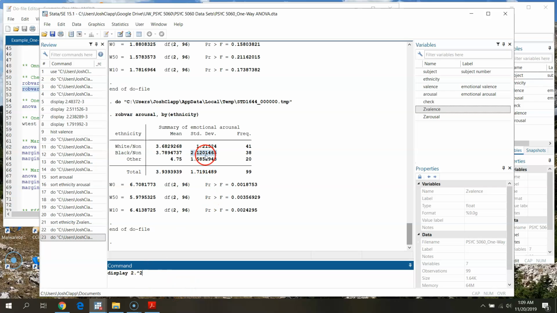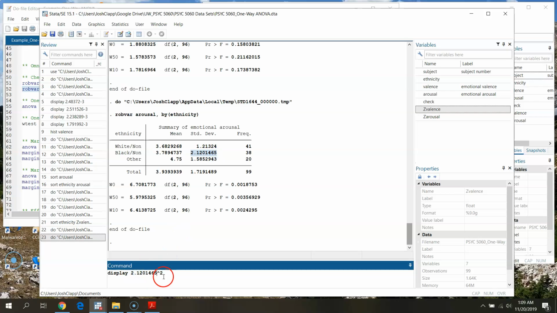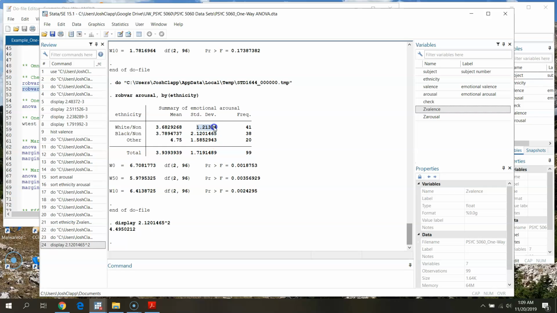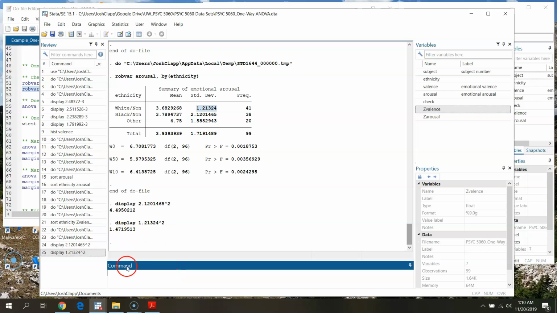I think that will do it. Yeah. So our largest variance here is about 4.5. Our smallest variance, for our white non-Hispanic group, if I hit display there and paste that, is about 1.5. So 1.5 to 5.5. Again, in terms of our variance, that's enough of a discrepancy to suggest some possible concerns with violations of homogeneity of variance for ratings of emotional arousal.